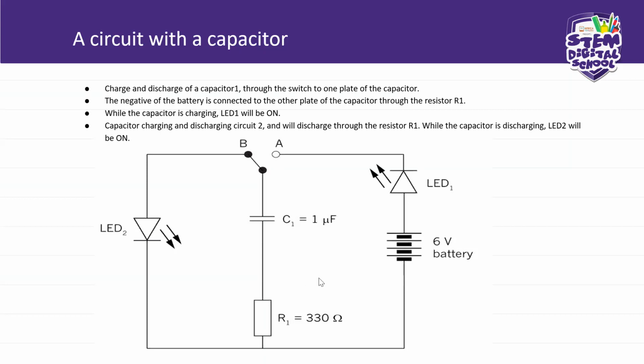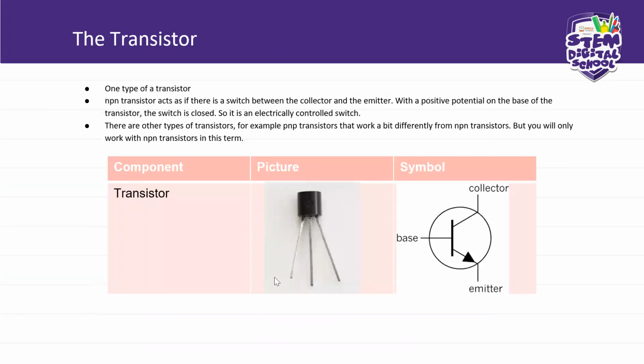components, right? So that is a capacitor. It charges and it discharges, okay? Right, and then you have a transistor. Right, this is a transistor. A transistor has a base, and it has a collector, and it has an emitter. Okay, this is an NPN transistor. You have different types of transistors, but in grade 9, we only work with NPN transistors.